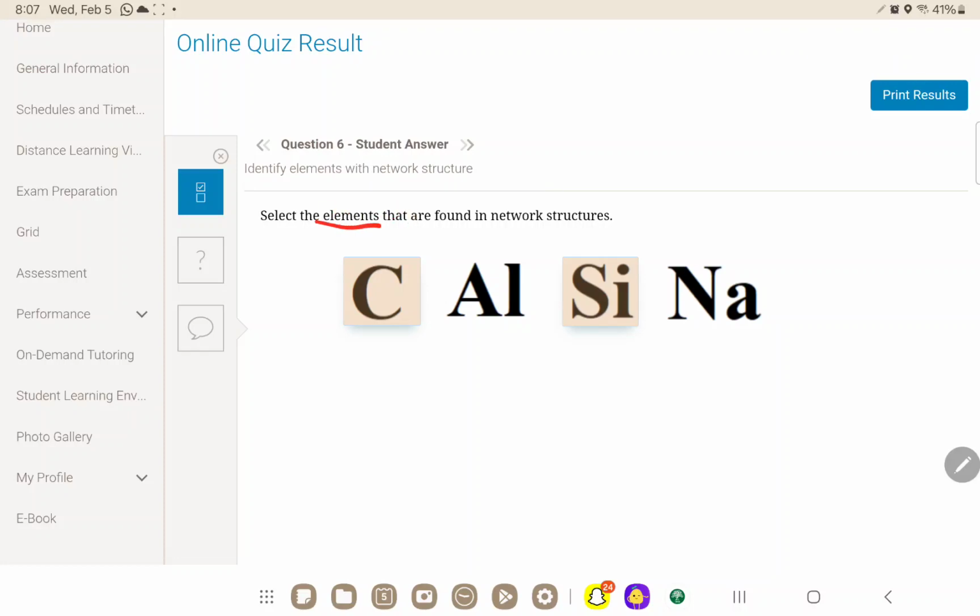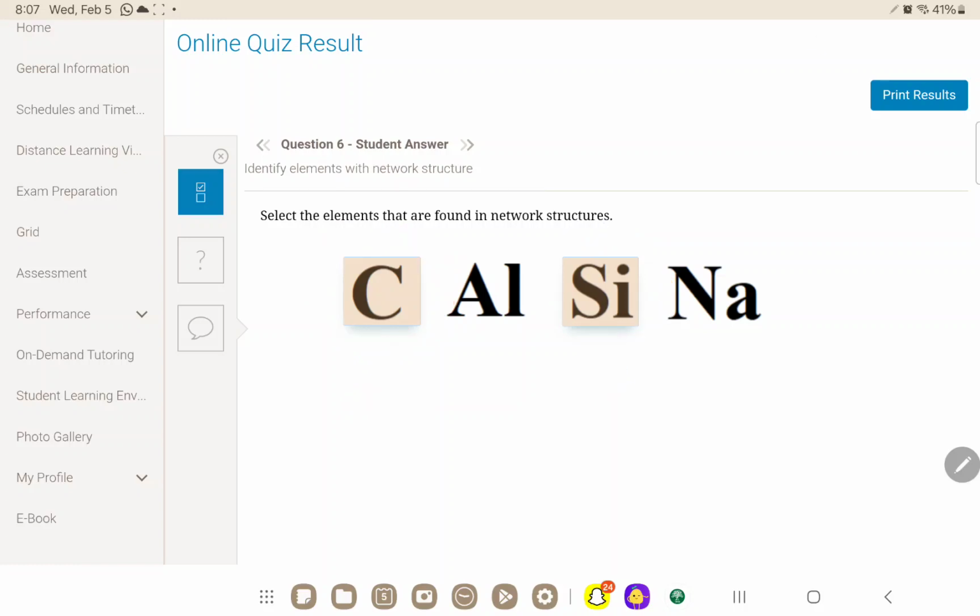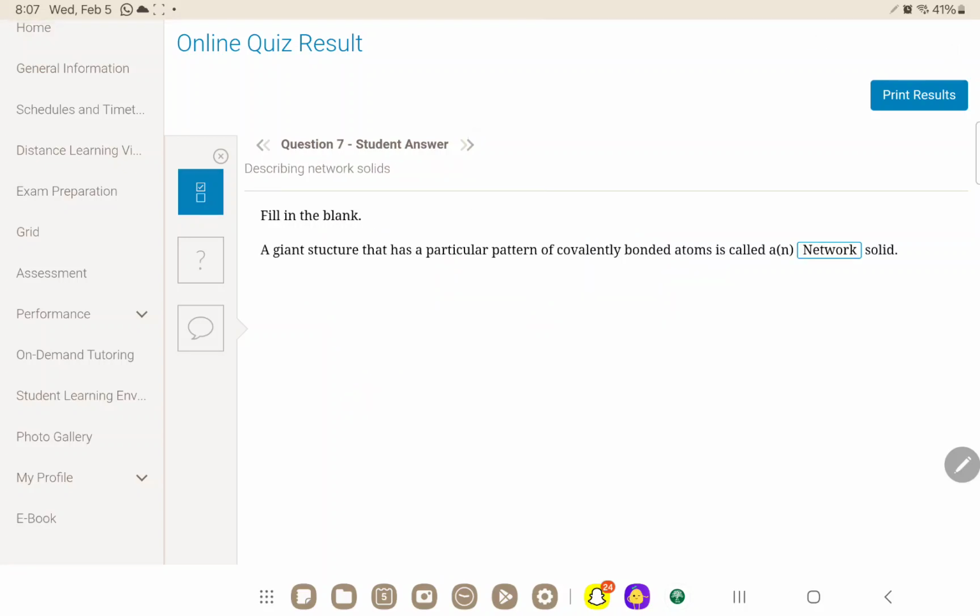Elements that are found in network structures. We only have two examples, which are just carbon and silicon. Let's say in the exam they didn't give it to us, then most likely it's gonna be a group 4 element, but most likely in the exam, these are your only two options. A giant structure that has a pattern of covalently bonded atoms is called a network solid. This, you actually kind of have to know. It's really easy.